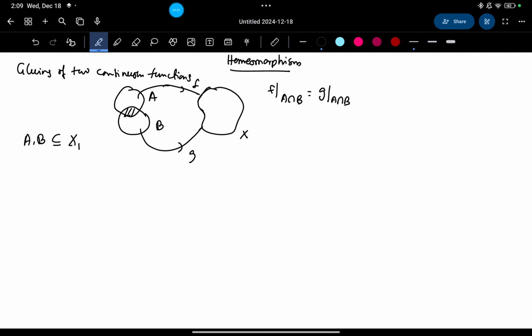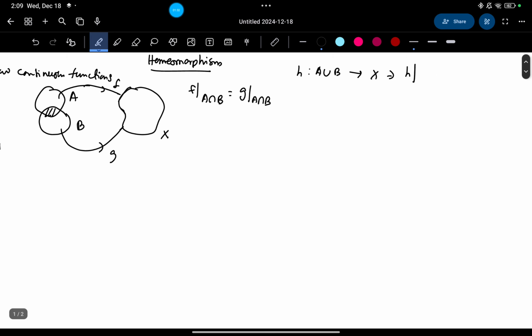Then I can glue these two maps f and g and get another map h mapping from A union B to X such that h restricted to A is f and h restricted to B is g. Alright, so this much we have done in our last session.